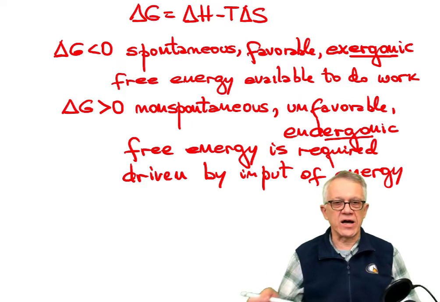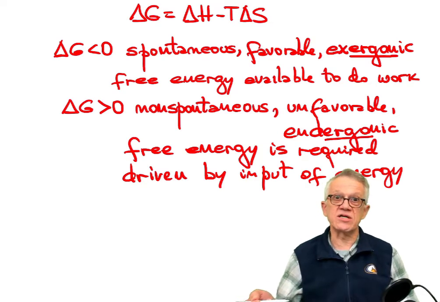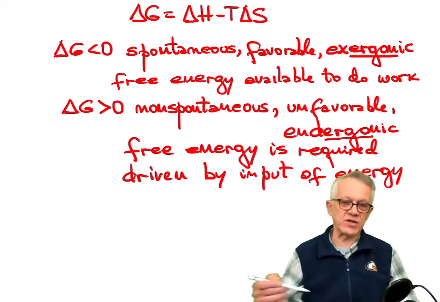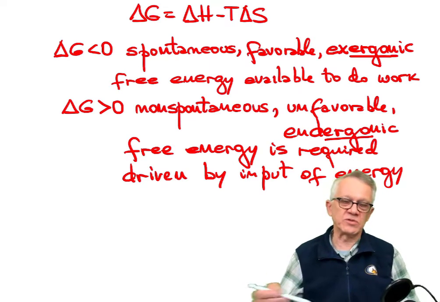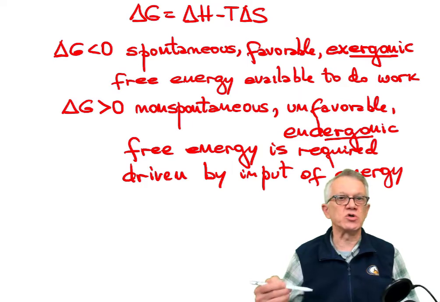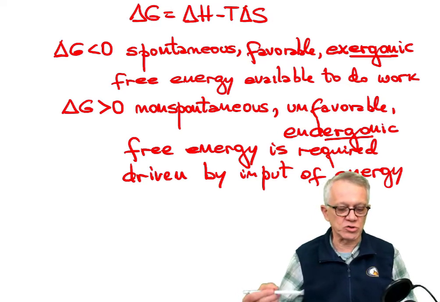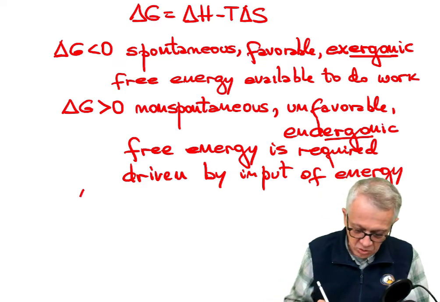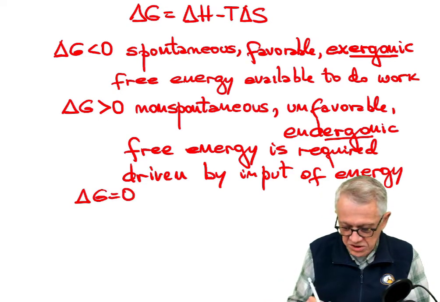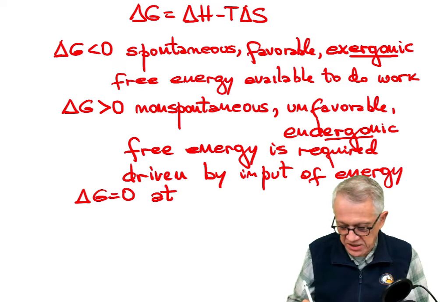For example, to make proteins from the amino acids, synthesis of protein is a non-spontaneous process. It requires energy all the time. If you don't provide this energy, the synthesis is not going to occur. As opposed to the spontaneous processes that start producing and generating energy, and it continues without any external force being necessary for the continuation of the process. When delta G equals 0, we say that the process is at equilibrium.